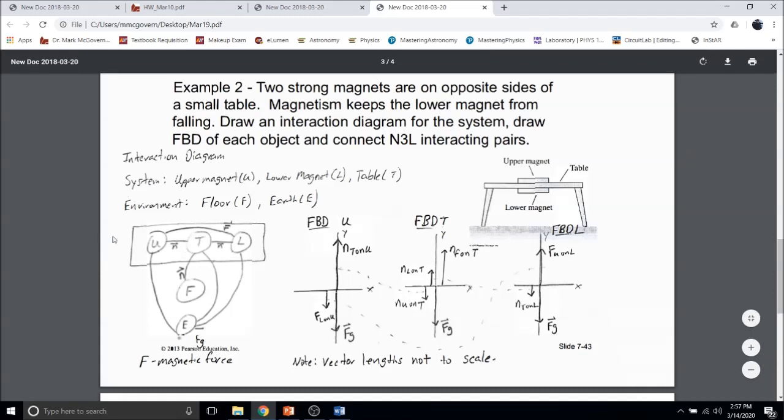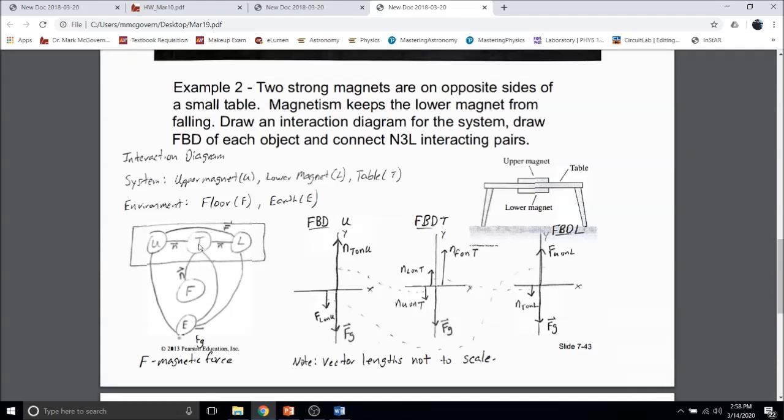The table, as you can see in the interaction diagram, has four lines that touch it. There are four forces. You can see three of them are normal forces, actually. So we have the table's gravitational force downward. Great. We have both the upper and lower magnets providing that sandwich interaction. So the lower magnet pushes up on the table, the upper magnet pushes down on the table, and of course the floor pushes up on the table. So the sum of all those forces, of course, is zero as well.